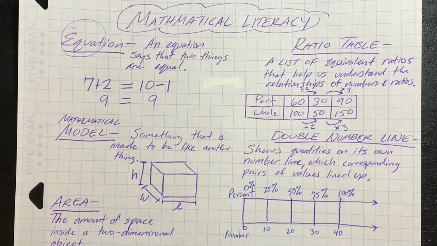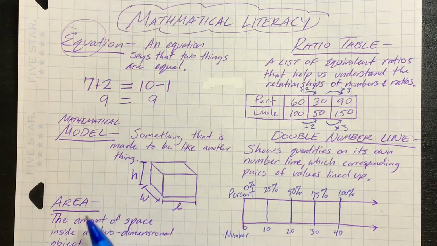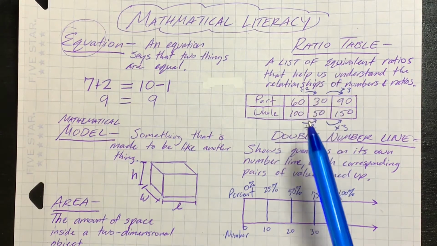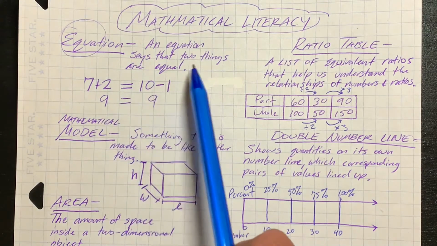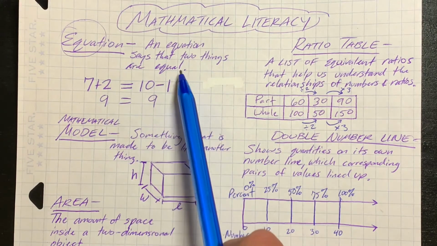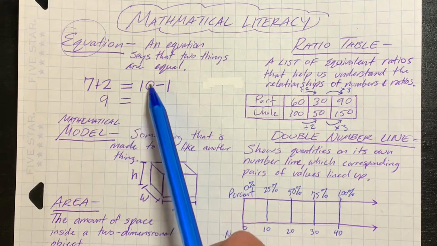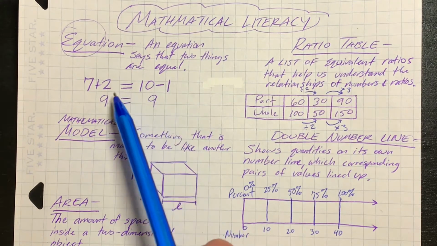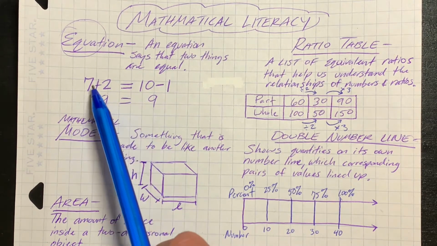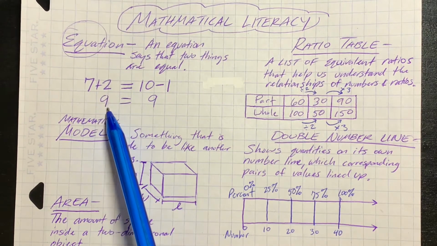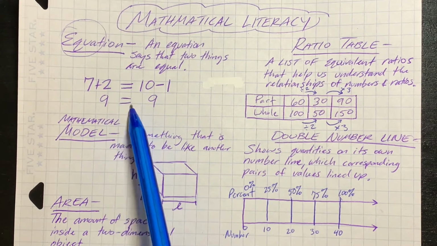With mathematical literacy, we have equation, mathematical models, area, ratio table, and double number line. Now let's start with an equation. An equation says that two things are equal. In this example, we have 7 plus 2 is equivalent to 10 minus 1. On the left side of the equal sign, 7 plus 2 is 9. On the right side, 10 minus 1 is 9. So 9 is equivalent to 9.